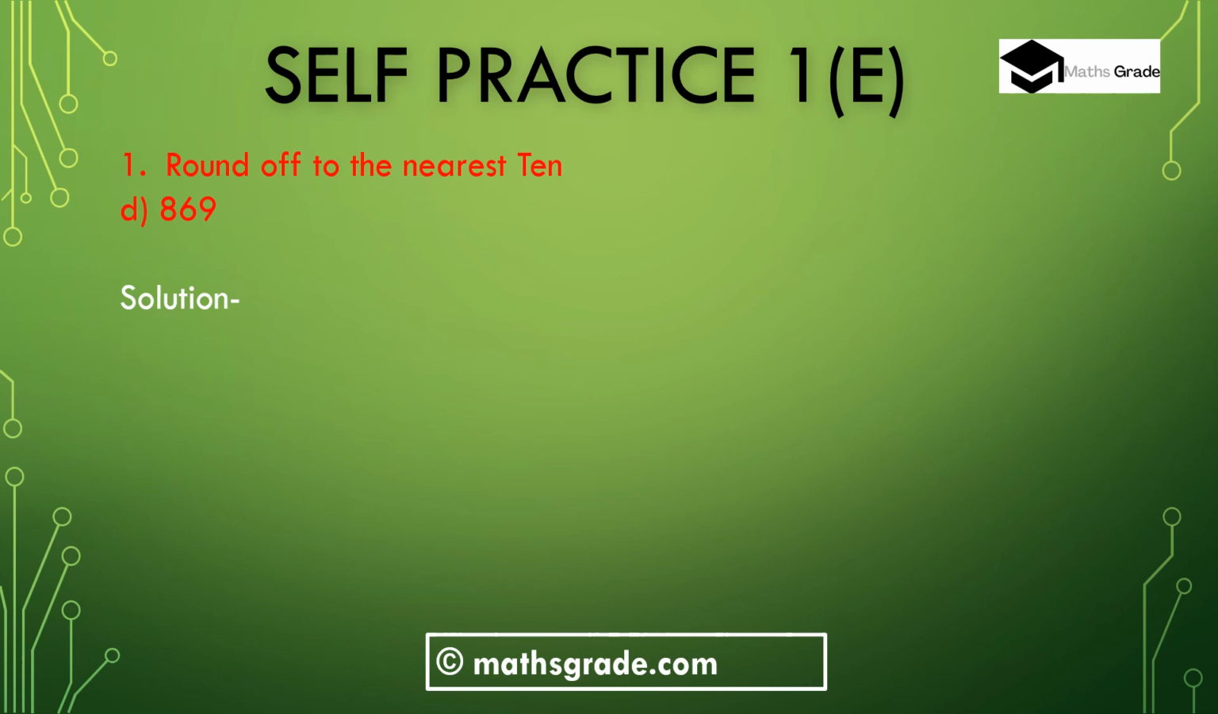Now question number fourth bit D, 869. We have to round up this number 869 to the nearest 10. When we round up to the nearest 10, just look at the unit place digit. Here unit place digit is 9, which is more than 5. So just add 1 with the tens place digit. That is, here tens place digit is 6. So 6 changes to 6 plus 1, that is 7. And this 9 changes to 0. So unit place digit changes to 0.